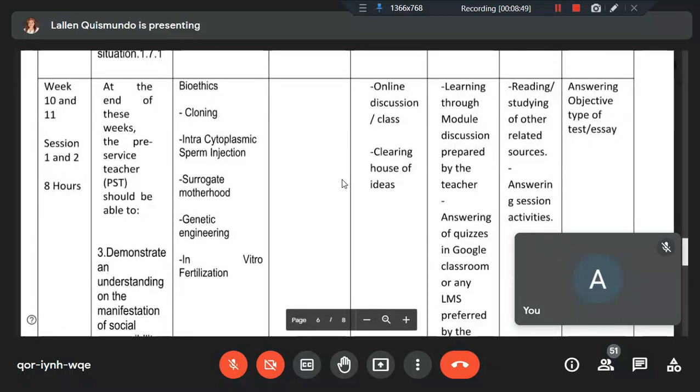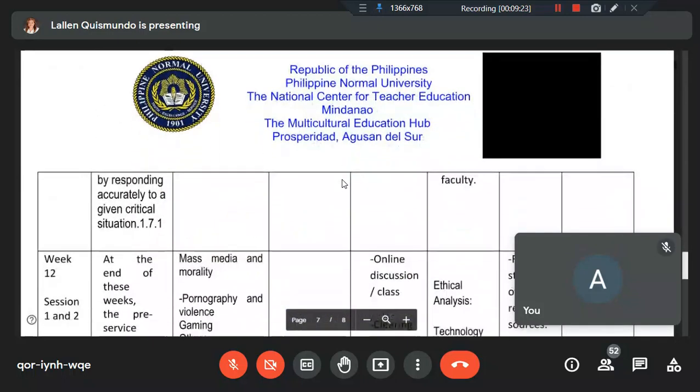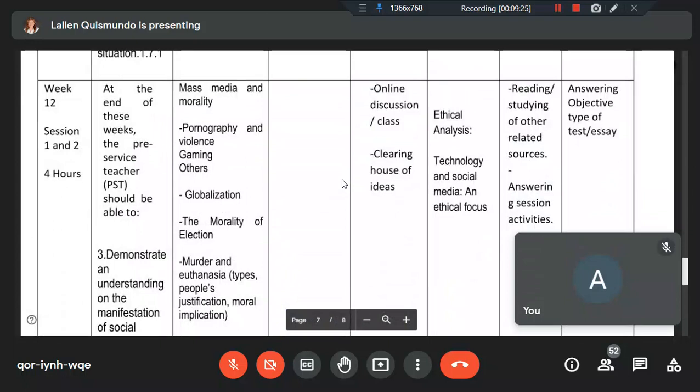Then following that is bioethics: cloning, intracytoplasmic sperm injection, surrogate motherhood, genetic engineering, and in vitro fertilization. We know that many couples resort to these kinds of ways to procreate because they have difficulty having a child. So this is what they used. Is this morally wrong? Is it right or wrong? We will discuss this. Then the last one is mass media and morality.